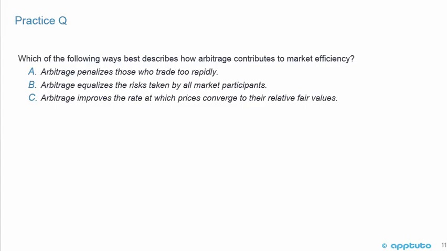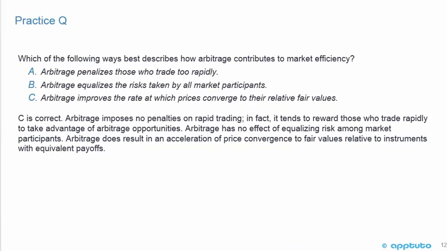Which of the following ways best describes how arbitrage contributes to market efficiency? A, arbitrage penalizes those who trade too rapidly. B, arbitrage equalizes the risks taken by all market participants. Or C, arbitrage improves the rate at which prices converge to their relative fair values. And that's a nice one to end on.